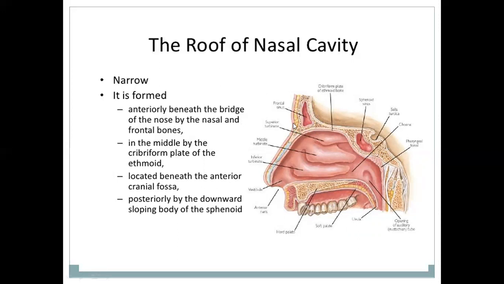Anteriorly, beneath the bridge of the nose, are the nasal and frontal bones. This is the frontal bone, this is the nasal bone. In the middle it is formed by the cribriform plate of the ethmoid bone, which upward is in the anterior cranial fossa, and posteriorly by the downward sloping body of the sphenoid. So these three bones contribute to the formation of the roof of the nasal cavity.